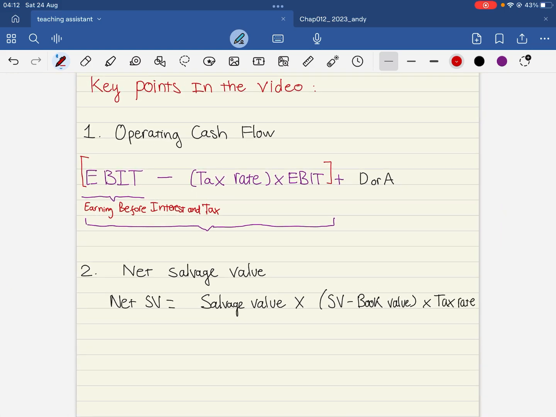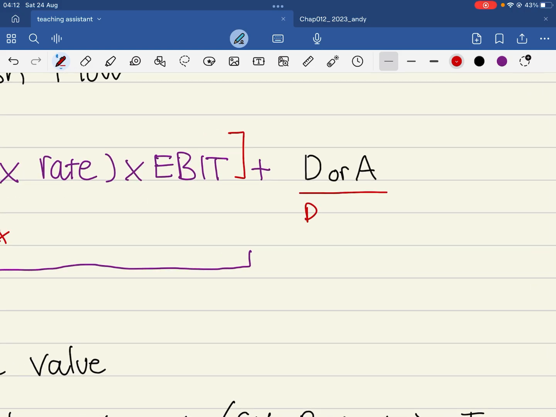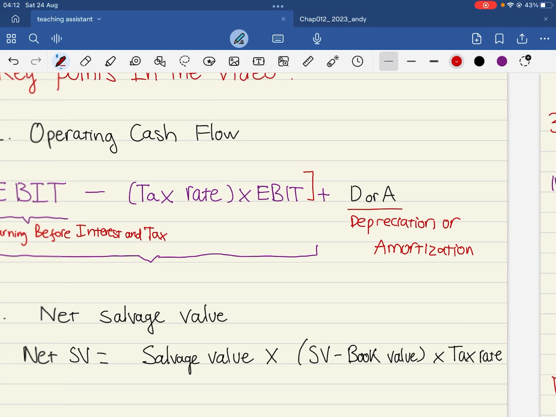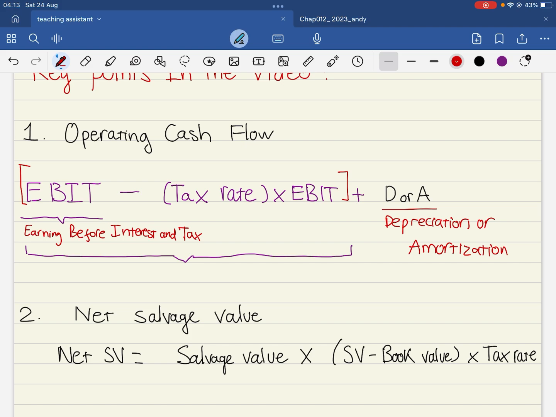Because every company, as soon as they make the money, they have to pay the interest back to the creditor and they have to pay the tax to the government. D&A is depreciation or amortization. From the company perspective, you often have a lot of assets, for example, buildings, vehicles, plants, and so on. And this type of asset has a depreciation because it depreciates in value through the years.